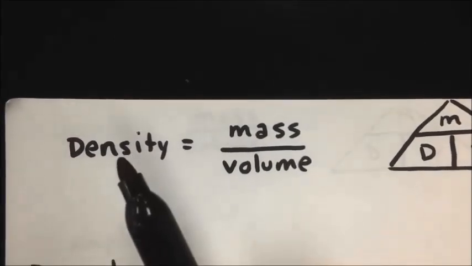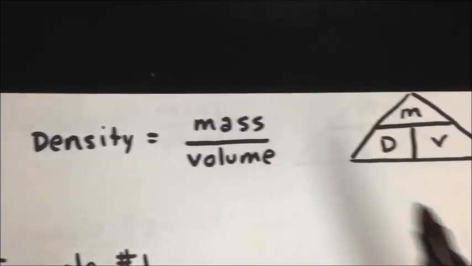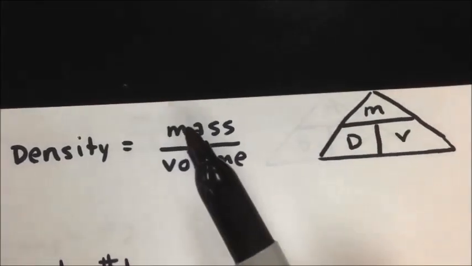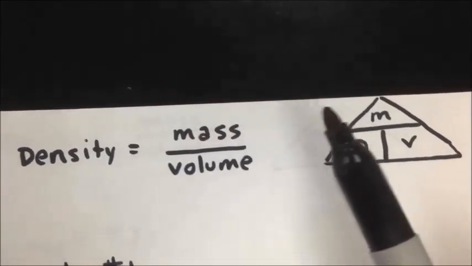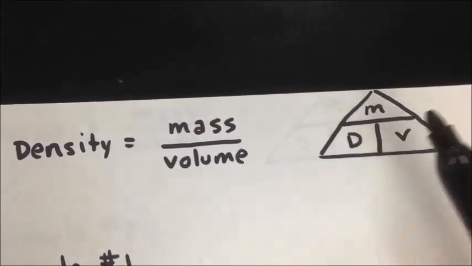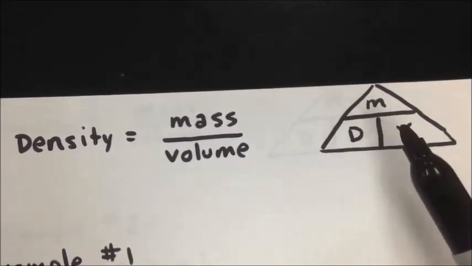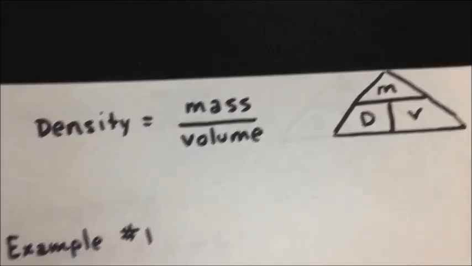Here's the formula for density. Density equals mass divided by volume. And a little trick here is you can take the numerator of a formula like this and put it into the top of a triangle. So we have mass on the top and density and volume on the bottom of this triangle.